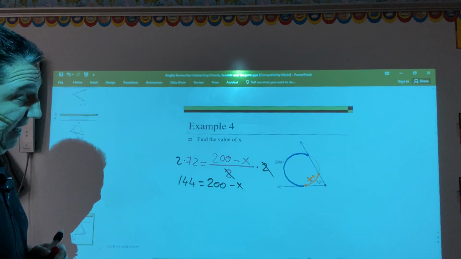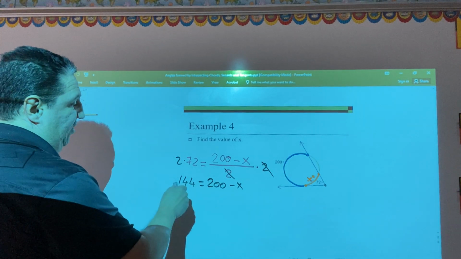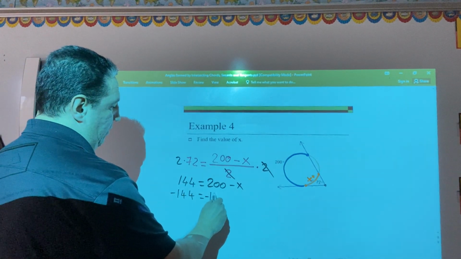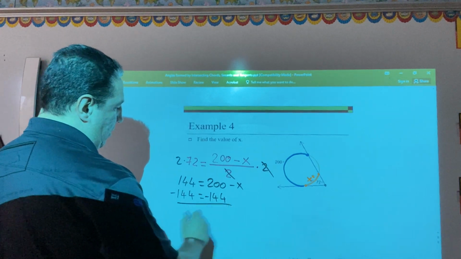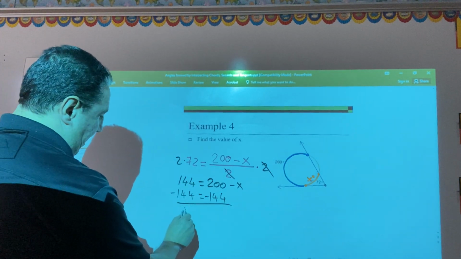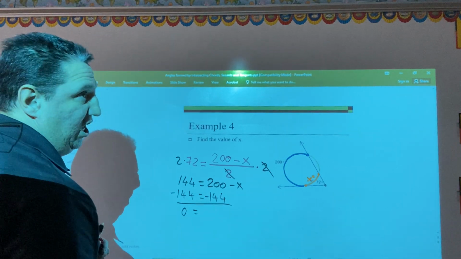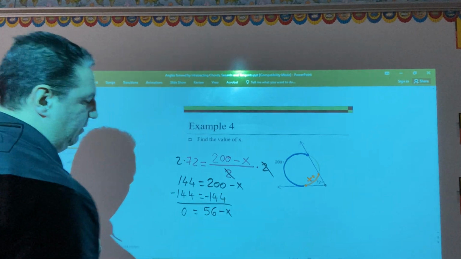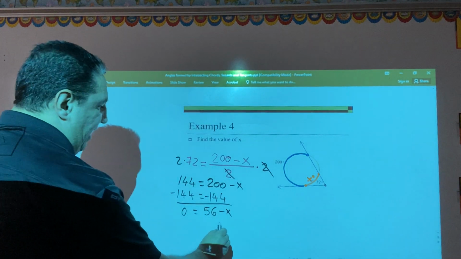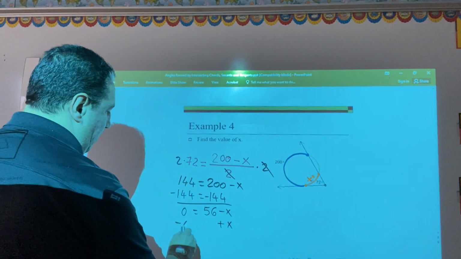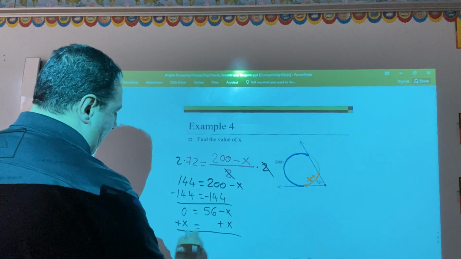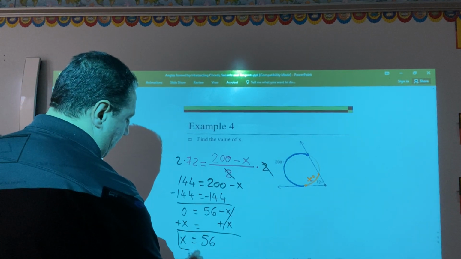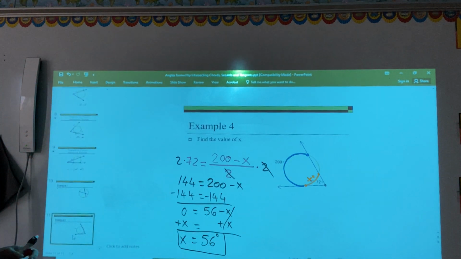Now, first we get rid of 144 by subtracting 144. And we get on the left side 0 equals 200 minus 144, which is 56 degrees, minus x. Then we add x on both sides. And we get x equals 56 degrees. Good.